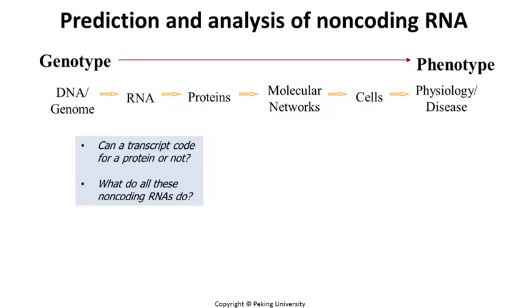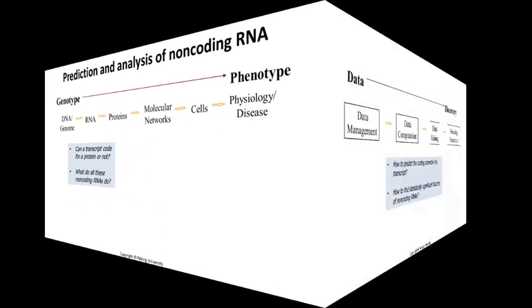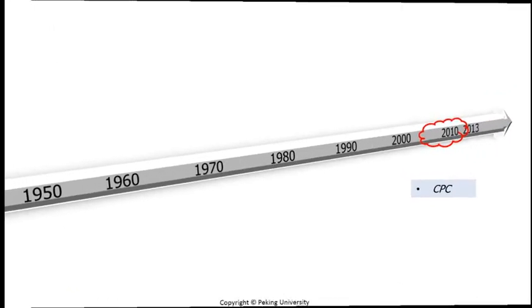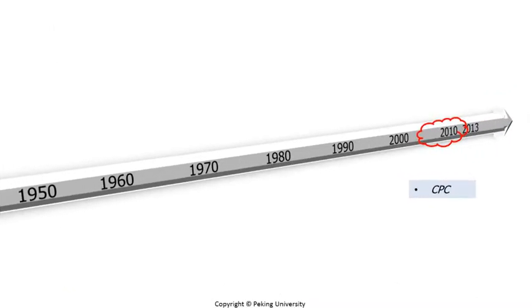We will talk about how to determine whether a transcript codes for protein or not, and what are the likely functions of the non-coding RNAs. How can we use knowledge about known coding and non-coding RNAs to build predictive models of coding potential? How can we find the features of the non-coding RNAs? We will discuss the popular CPC algorithm that we developed in 2007 and other related works.